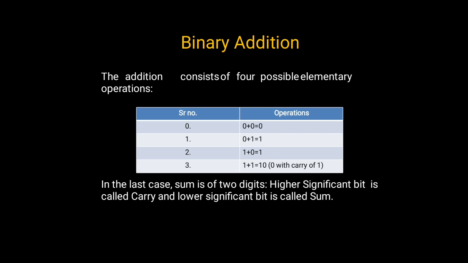Here 1 plus 1 is not 2. This is because this is not an arithmetic operation, this is binary addition. Binary addition consists only of ones and zeros. So listen carefully. 1 plus 1 is sum 0 and carry 1. You should always remember this. In the last case, of the two digits, the higher significant bit is the carry and the lower significant bit is the sum. So sum is 0 and carry is 1.